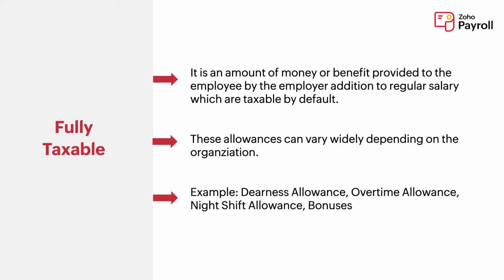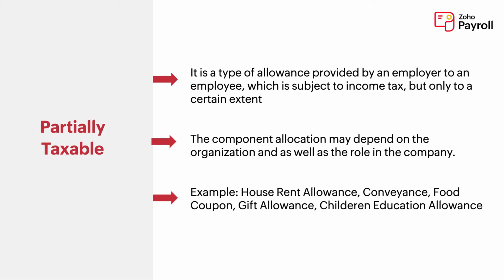Whatever components are paid to the employees under this earning will be considered an entirely taxable component. The best example of a fully taxable component would be the DA allowance. We also have overtime allowances, night shift allowances, and bonuses. These components paid to the employees are considered fully taxable allowances. Next, we will move on to the partially taxable allowances.